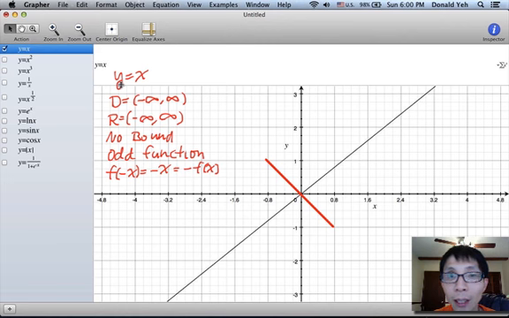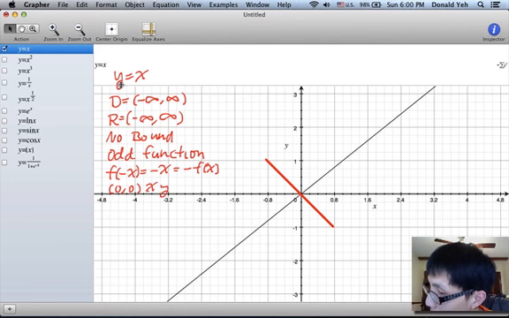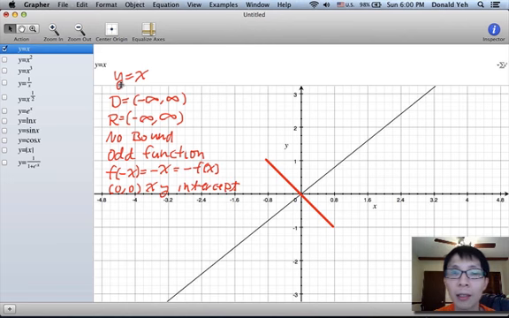Okay, and the intercept is going to be at 0, 0, so it is both the x and y intercept. That's the first graph. This one you should already know from before, and now we just have to look at it in detail: domain, range, bounded, whether it's even or odd, and the x and y intercepts. In this case, the x and y intercepts are both located at 0, 0. So that's the first graph, and let's go to the next graph.